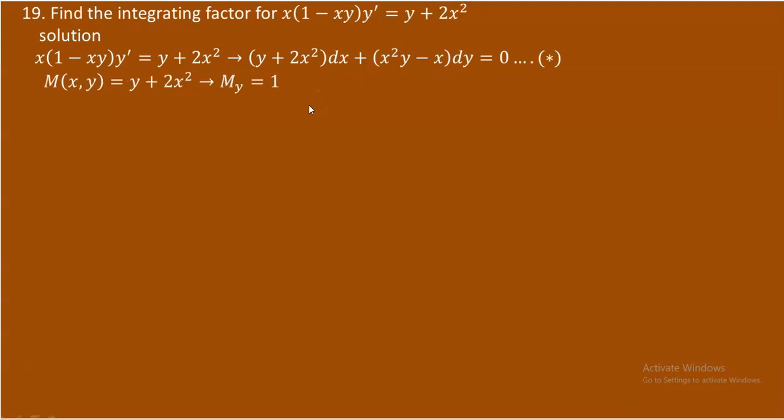So from this, as you see, M is y + 2x², so the partial derivative of M with respect to y is 1. Because this is an expression of x, it will have 0 value when you look for its partial derivative with respect to y. Let's proceed to N. N, according to the way it is written, is x²y - x. So the partial derivative of N with respect to x now comes to be 2xy - 1, right? 2xy - 1. Now look, if you compare M_y and N_x, they are completely different.